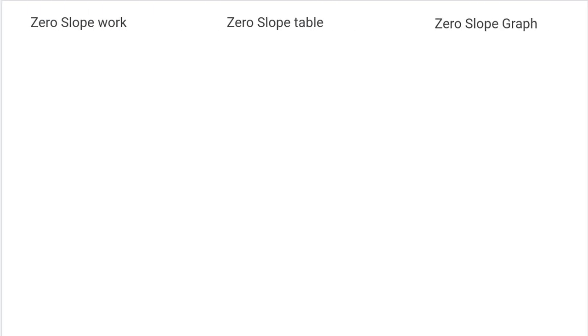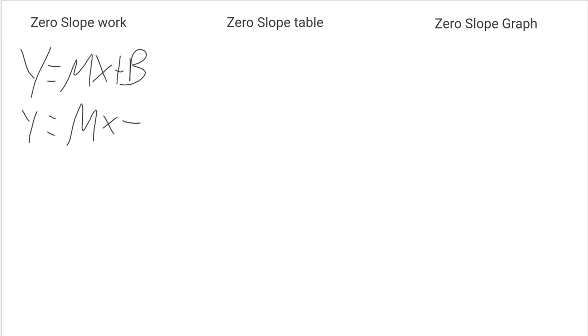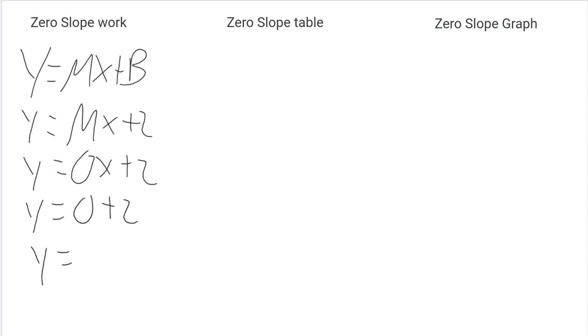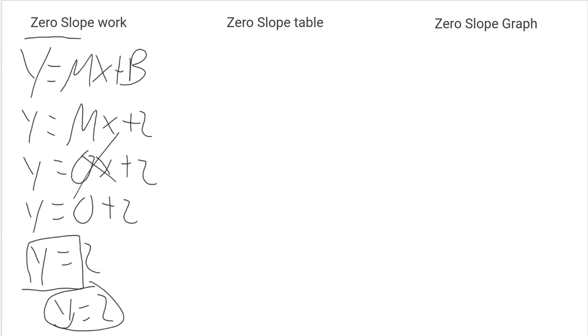So zero slope. Let's say we had y is equal to mx plus b, and we knew that the y-intercept was 2. And then, as the name says, our slope is 0. So 0 times x is 0, and 0 plus 2 is 2. So a zero slope is when it's only y equals and the x disappears over the course of it. So they will only give you y is equal to 2 as your problem, and you have to know that that's zero slope because there's no x.